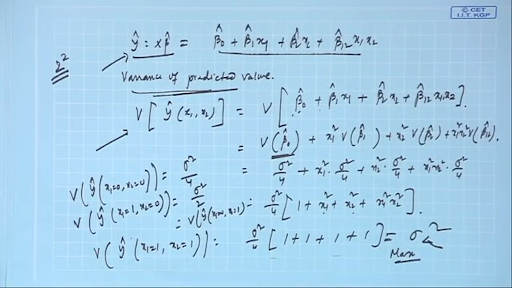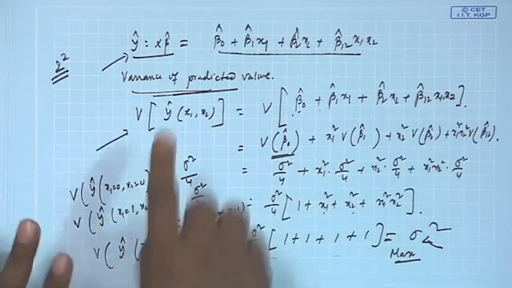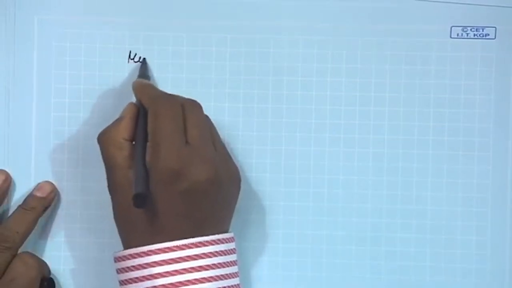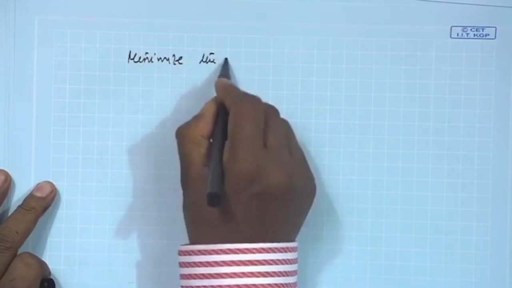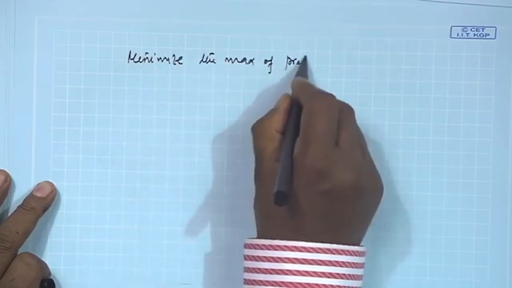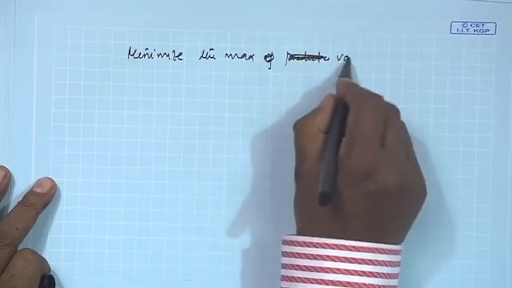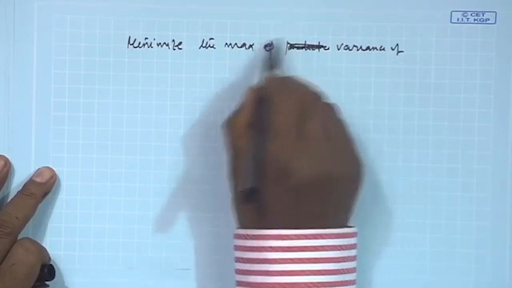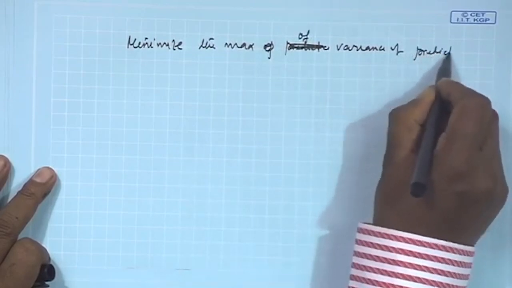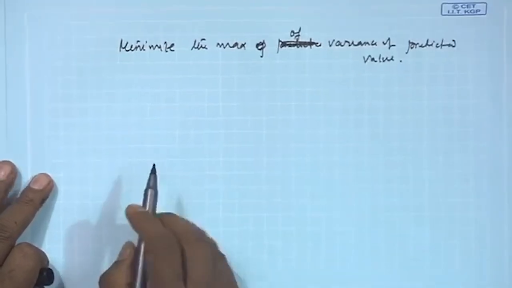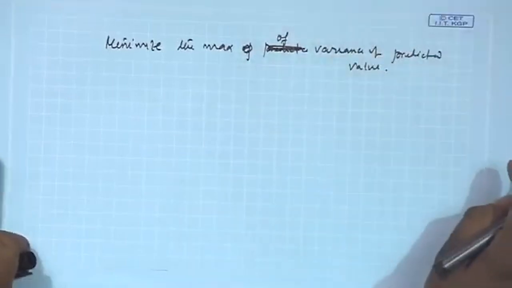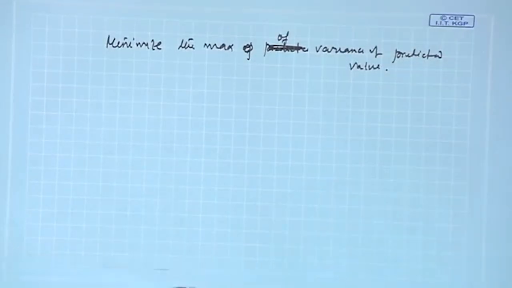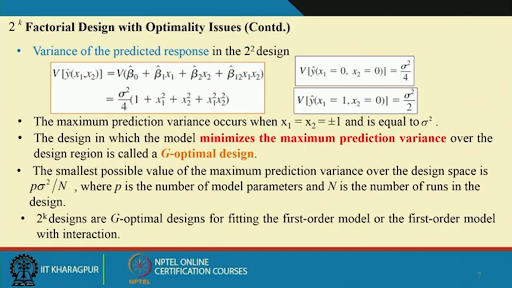Okay. So, what do we require then? We require a design that will minimize the maximum of the predicted variance. So, you want a design that minimizes the maximum variance of the predicted value. The maximum variance for the predicted response will occur at the corner points, and you want a design that minimizes this one. This design is known as G optimal design.